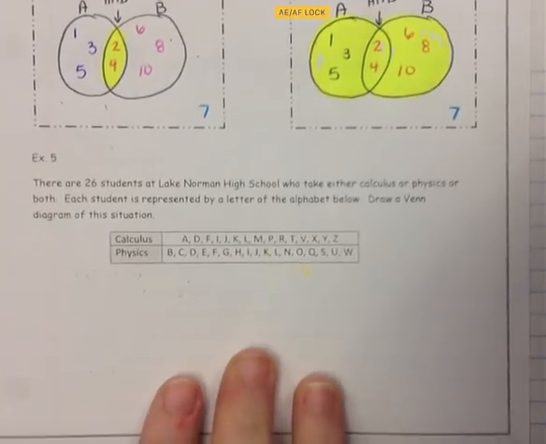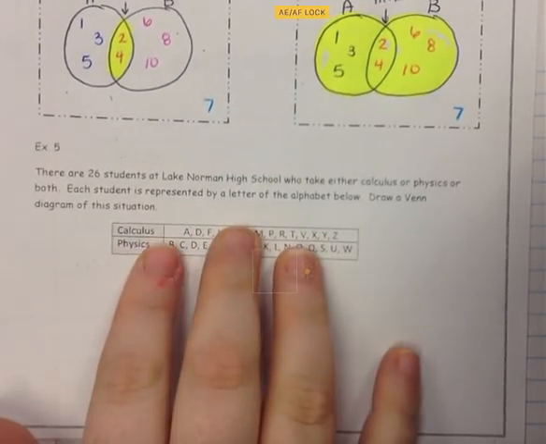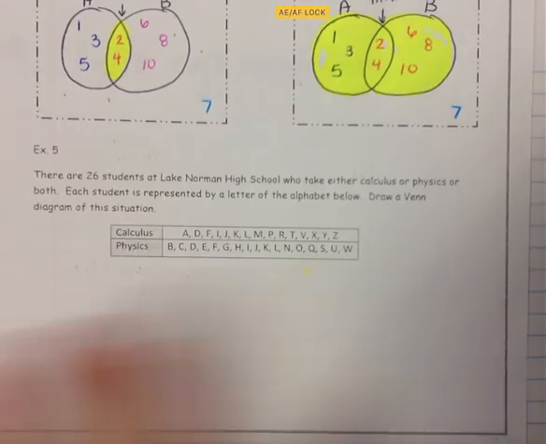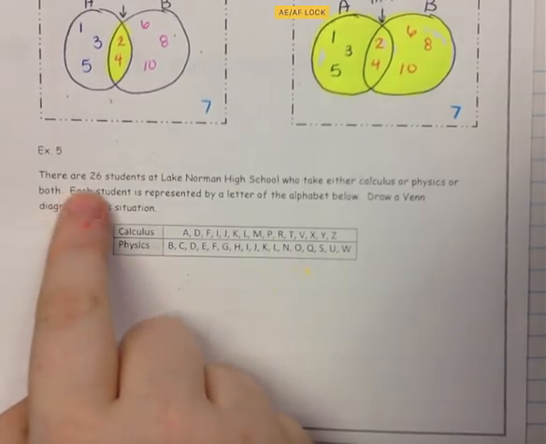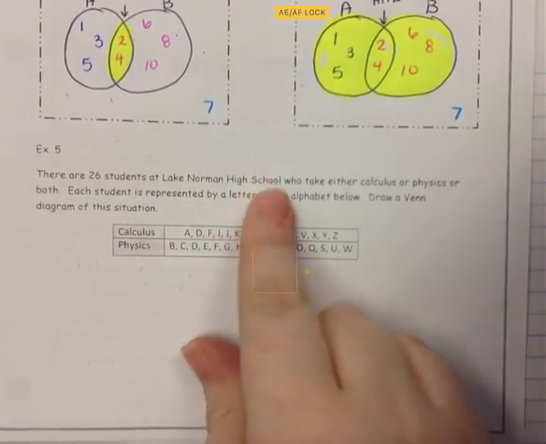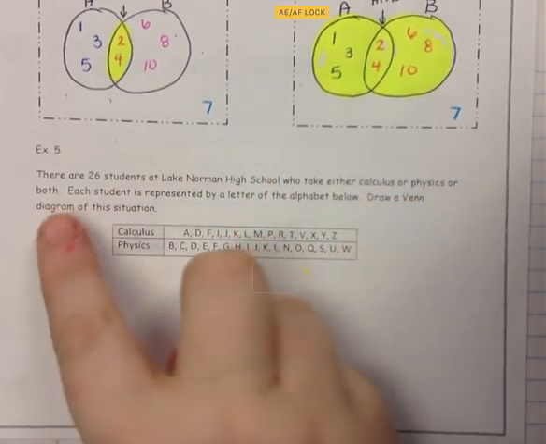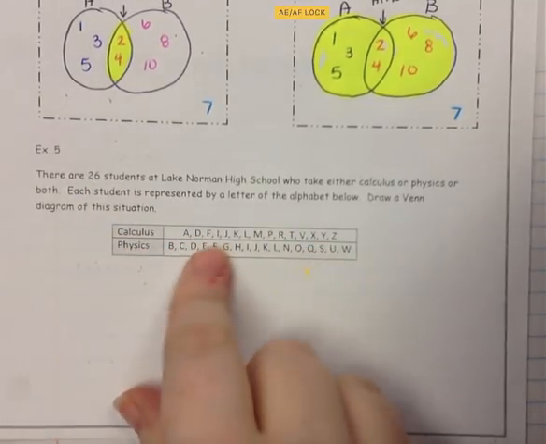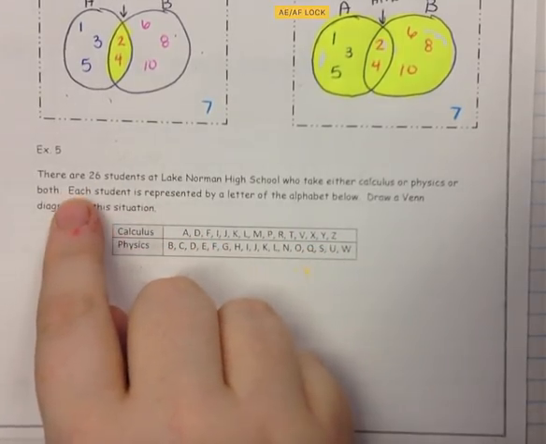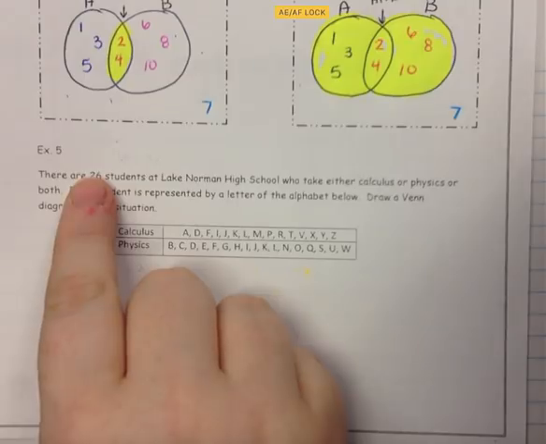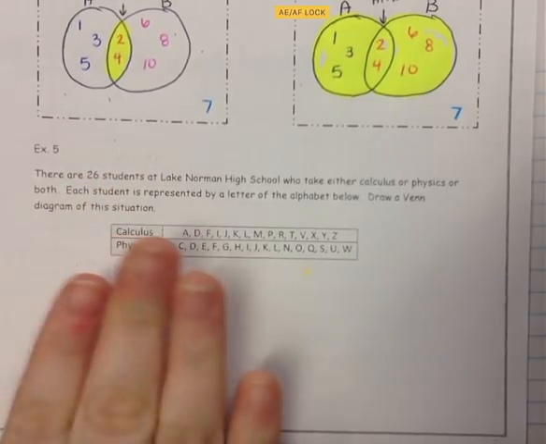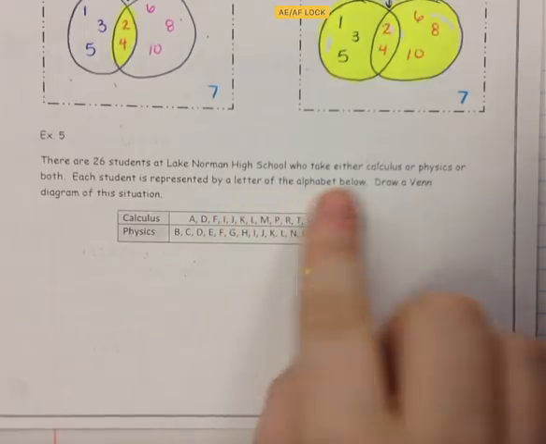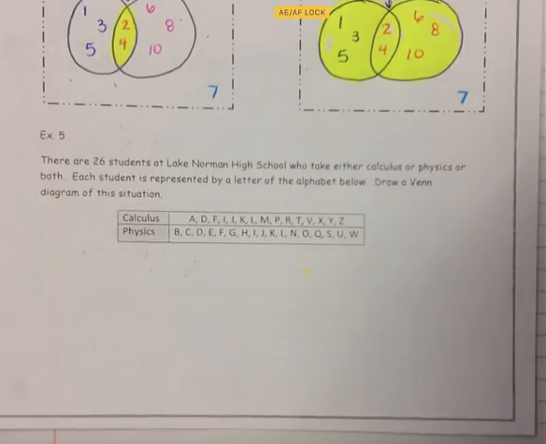This next example is using the Venn diagram to determine how many students are in each. There are 26 students at Lake Norman High School who take either calculus or physics or both. This is just an example. I'm using 26 because that's the letters of the alphabet. So we have a total of 26 students. That means that we can only have 26 letters written out. Each student is represented by a letter of the alphabet below. Draw a Venn diagram of the situation.